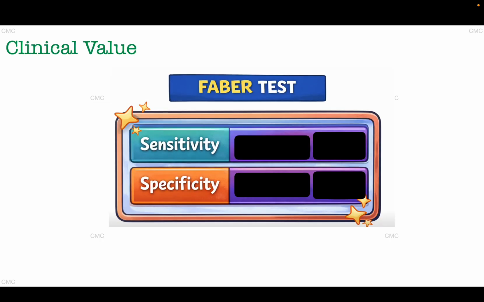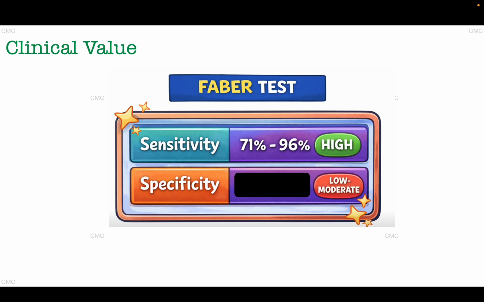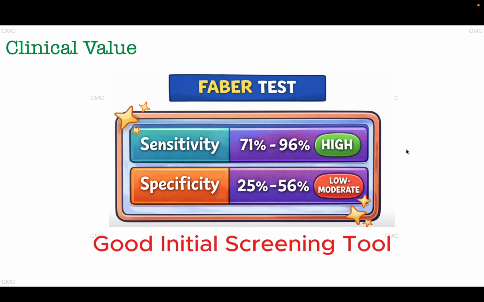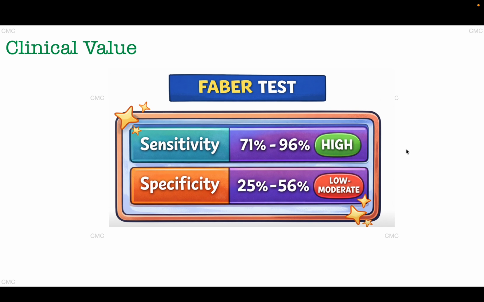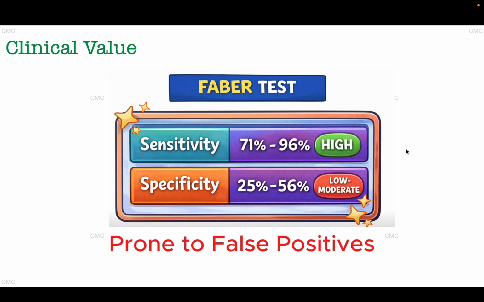Before we demonstrate the test, a quick note on its clinical value. The FABER test is considered highly sensitive, with values ranging from around 71 all the way up to 96%, but it has low to moderate specificity, typically between 25 to 56%. In practical terms, what this means is that it is a good initial screening tool for detecting when something is wrong. However, it is not specific enough to pinpoint the exact cause of the pain, and it is also prone to false positives.